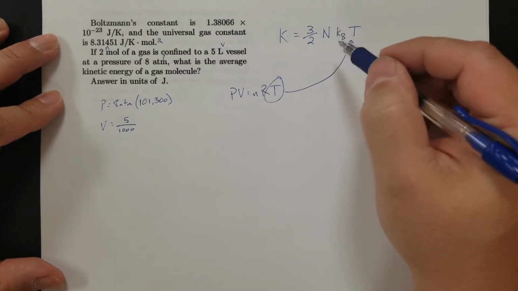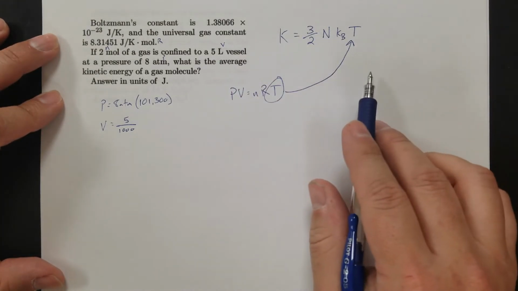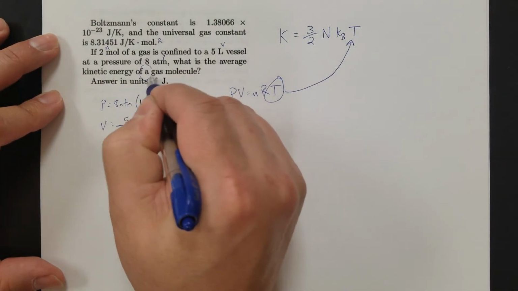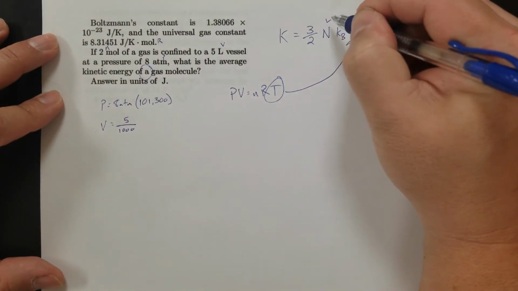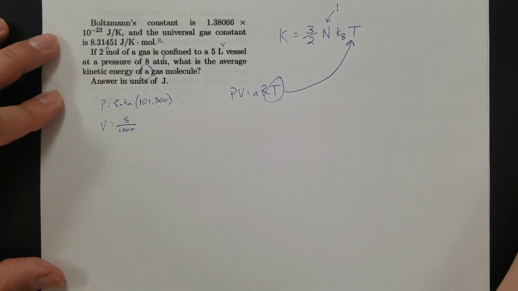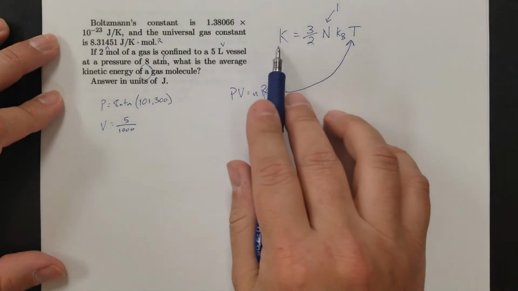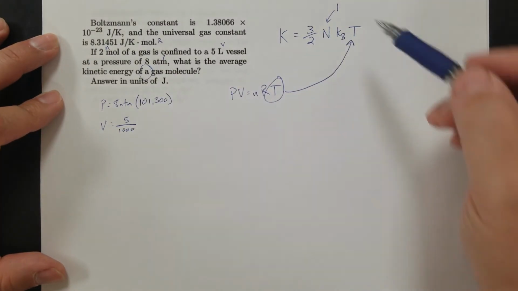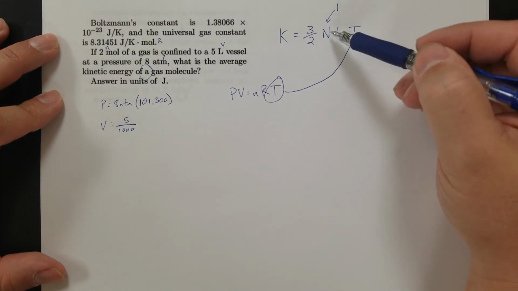And for this problem, when you're using this equation, N is the number of molecules, right? So I want the average kinetic energy of a gas molecule. That means my N in this equation is going to be 1, right? If I had multiple gas molecules, I could figure out the energy of a bunch of gas molecules, but I just want 1 gas molecule. So in this equation, my N is going to be 1.